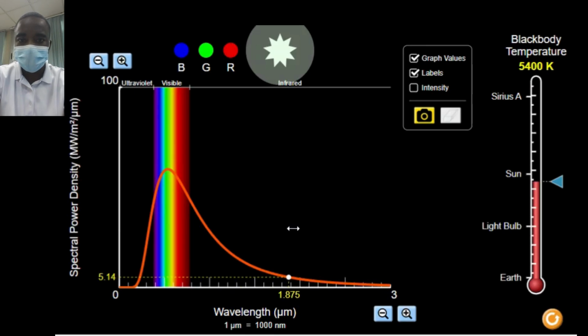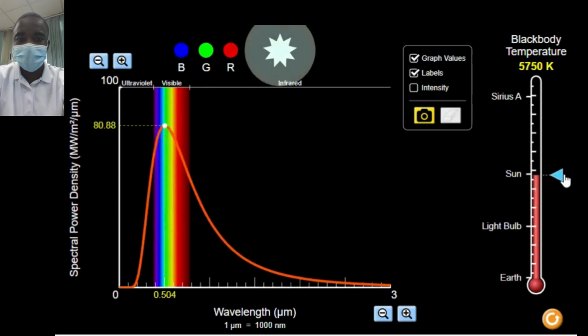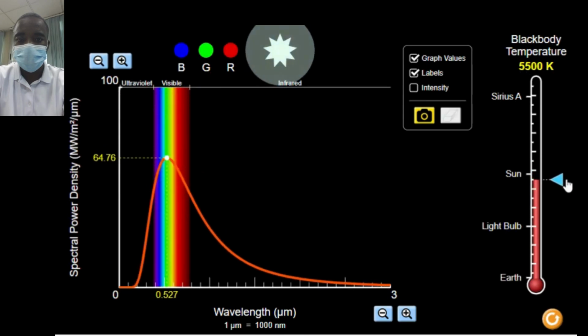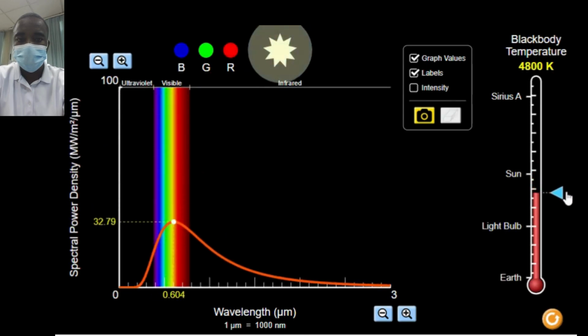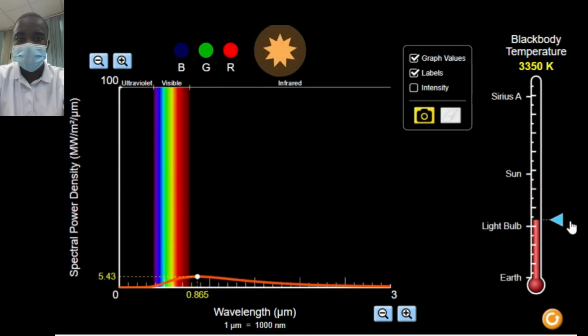Whether used in a classroom setting or for individual study, this simulation can significantly enhance the learning experience and build a strong foundation in physics and astronomy. Through exploration and experimentation, students can gain a deeper appreciation for the complex and fascinating world of thermal radiation and its applications in various scientific and engineering fields.